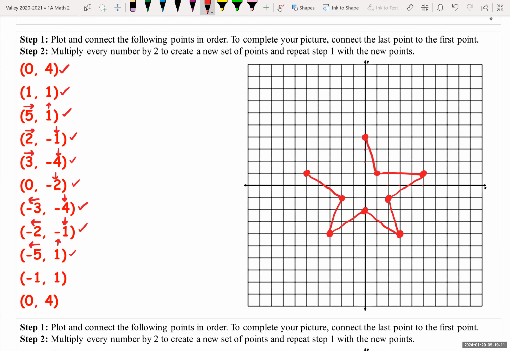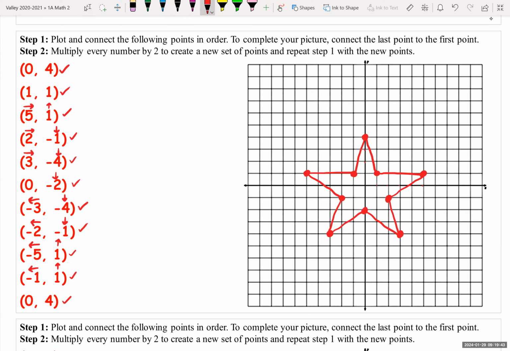We have -1, 1, left 1, up 1. And then the last one, 0, 4. So left and right 0, up 4. So that lands right on that very first dot we did. And we're just going to connect that back together. Okay, so we have this shape. We've got a star. So check and make sure yours looks like mine. You all have that same shape?